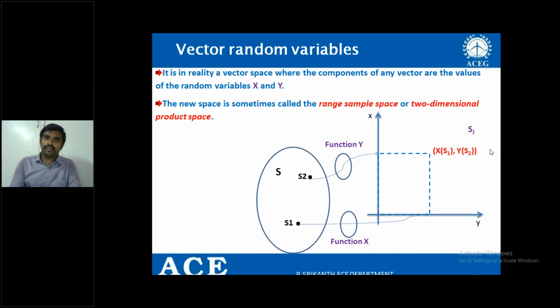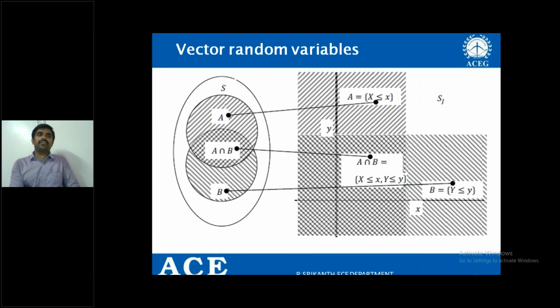Understood? So from here onwards we are going to consider vector random variables, not a single random variable. In this way also I can take, for example, A and B as two events, and the combined event. For one experiment this is the sample space, and for the other experiment this is the sample space. I am taking the combined sample space, A intersection B, and it is the random point where X is less than or equal to x, comma, Y is less than or equal to y.